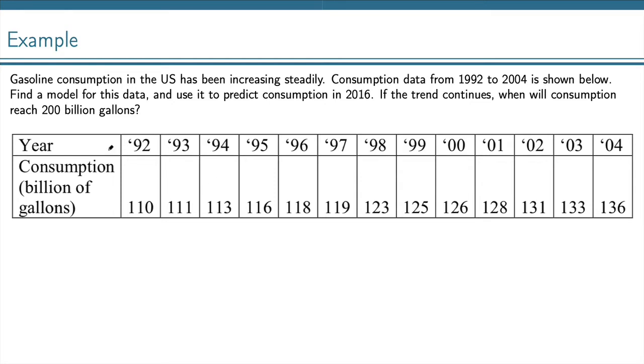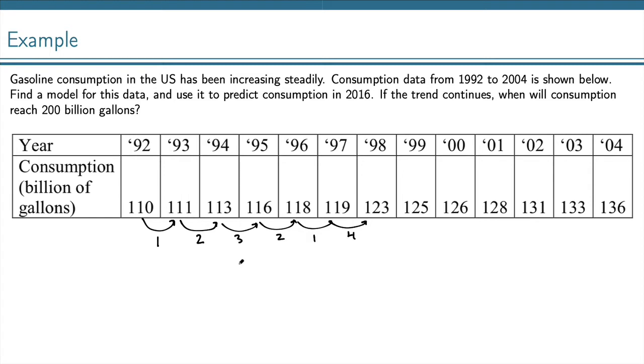In this table, we see our years and we have the consumption in billions of gallons. Notice that our difference from year to year is not a constant number. From 92 to 93, we have an increase of 1 billion. From 93 to 94, we have 2. And so forth. It changes, and it's not following any particular pattern.